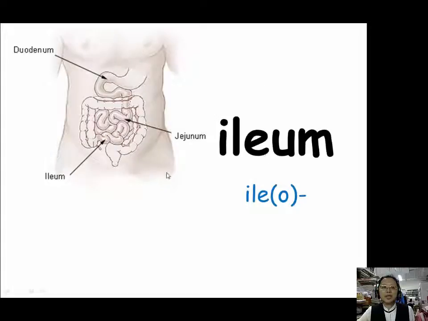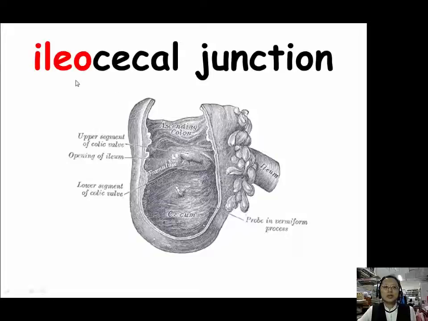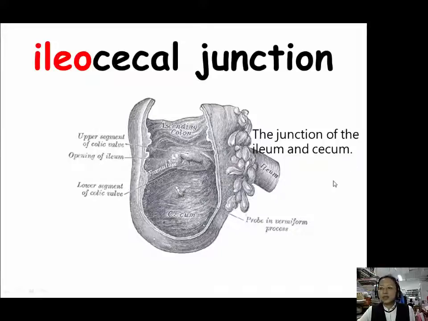When we want to talk about the ileum, the ileum is the part of the small intestine that is connected to the jejunum. We use the prefix ileo, I-L-E-O. Our example is the ileocecal junction. The ileocecal junction connects the ileum and the cecum, located in the lower right side of the abdomen and fixed to the posterior abdominal wall. This is the ileocecal junction.